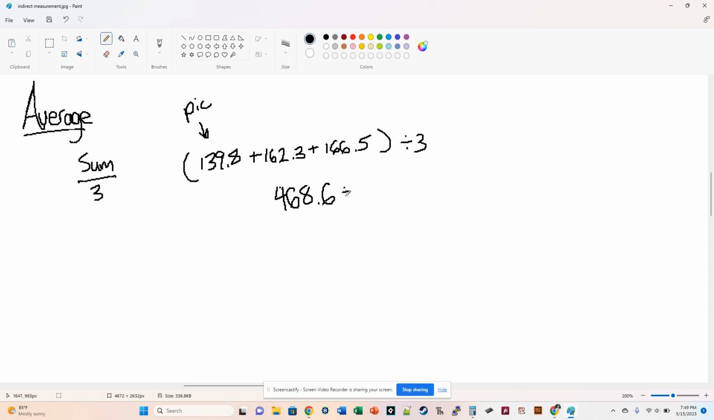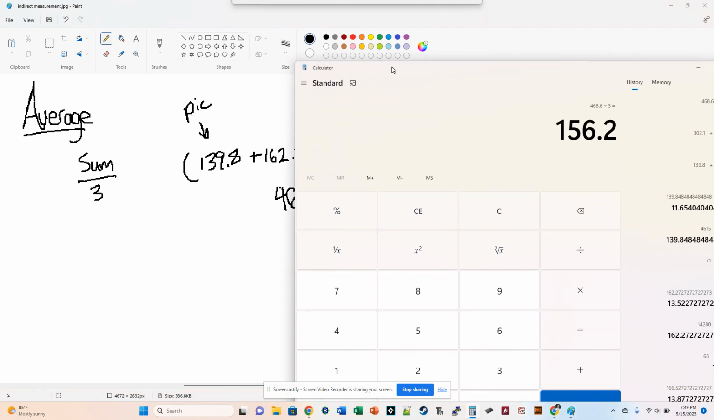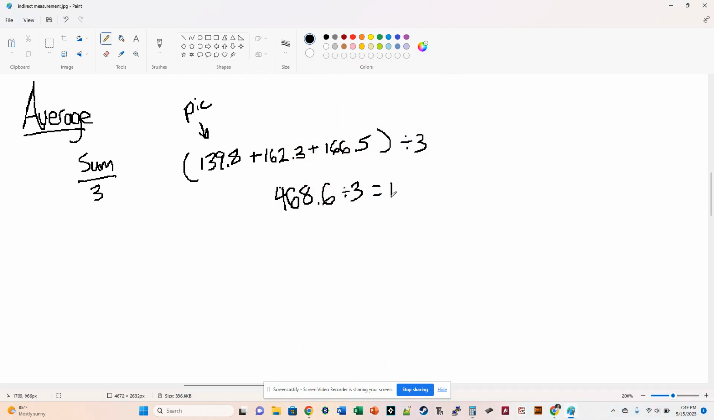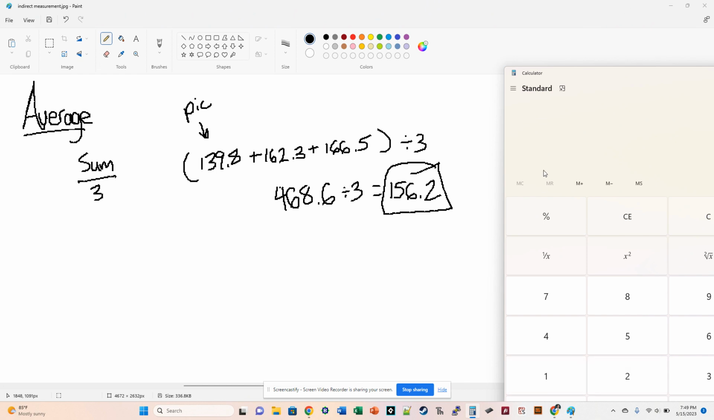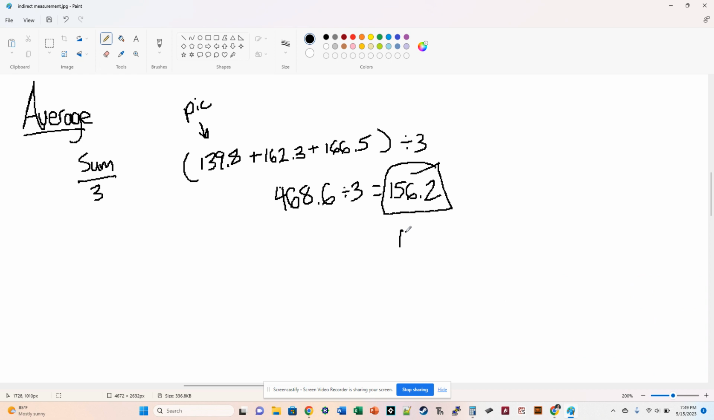And I'll divide that by 3 to get an average height using the three methods. Dividing it by 3, I get 156.2. This is going to be what I estimate as the height of this tree. Once again, I could divide that by 12 to get its estimate in feet. Looks like it's about a 13-foot tree.